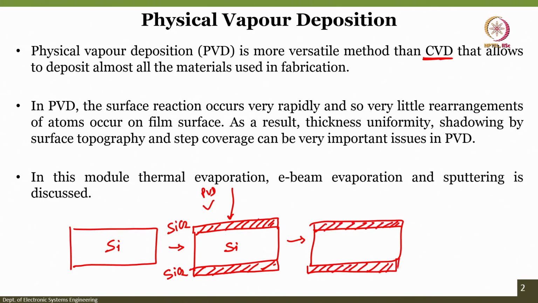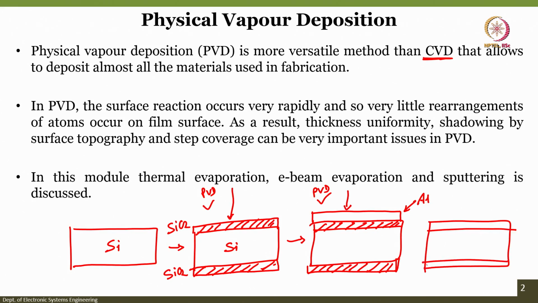Now, you have a wafer once again, which is an oxidized silicon wafer, and you want to deposit, let us say, metal. Can you deposit a metal? Let us say you have aluminum. Can you deposit this metal with PVD? Yes. On this metal I want to deposit zinc oxide. Can I deposit zinc oxide with PVD?